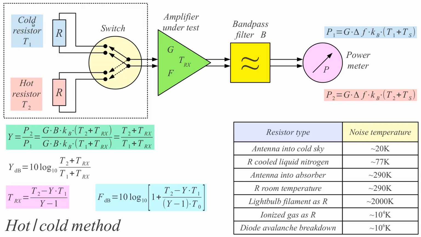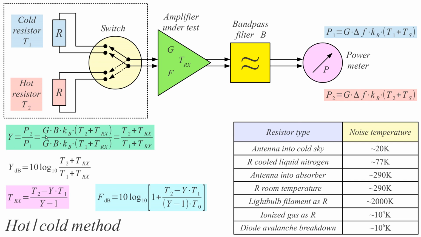But we have one cold resistor at a lower temperature T1 and one hot resistor at a warmer temperature T2. We switch between the two, and the difference between the two is just in the difference of the antenna temperature. The antenna temperature here is T1, here is T2. So we get two measurements, two powers at the output. And if we divide these two, we get the Y factor. The Y factor is the noise power ratio we get at the output.